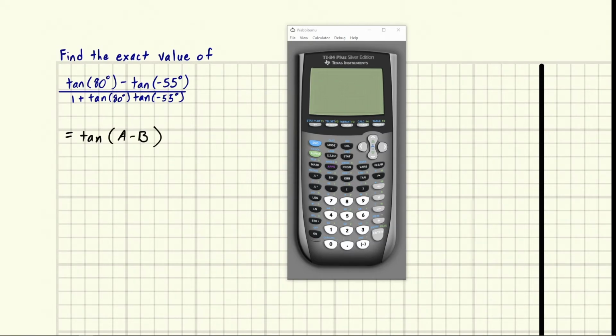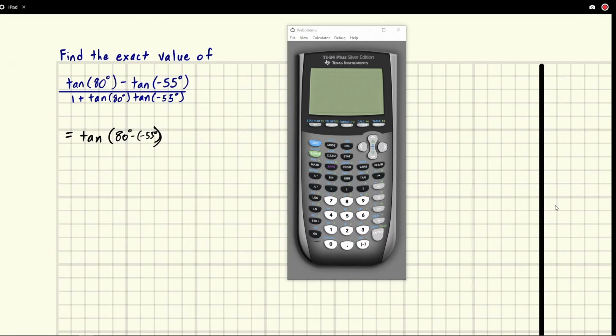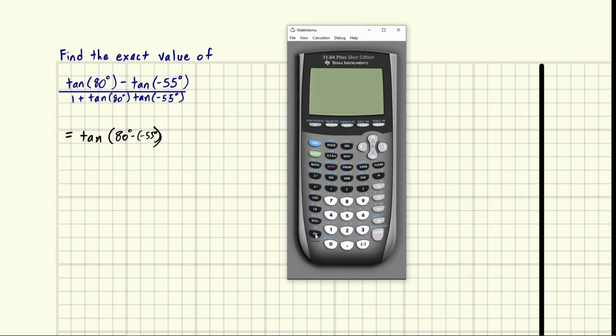So in this case, a is 80, b is negative 55. So we're going to have 80 degrees minus negative 55 degrees. All we've got to do is add 80 to 55. 80 plus 55 gives us 135. So we want the tangent of 135 degrees.